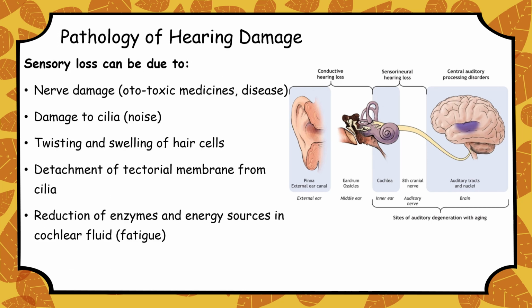Sensory loss can be due to any nerve damage. Ototoxic drugs can damage the auditory nerve or the cilia. Noise and louder voices can damage the cilia. Twisting and swelling of the hair cells, detachment of the tectorial membrane from the cilia, reduction of enzymes and energy sources in the cochlear fluid, and fatigue can also cause sensory hearing loss.